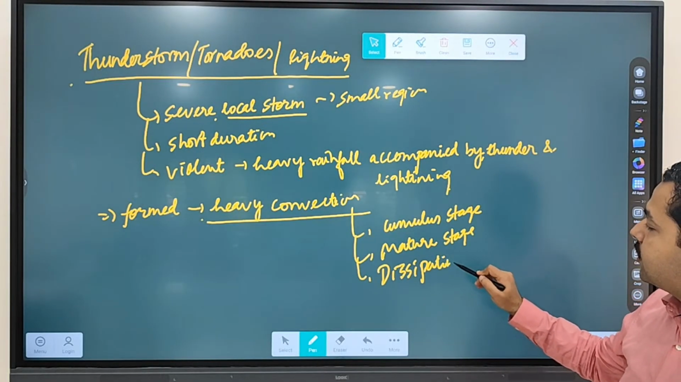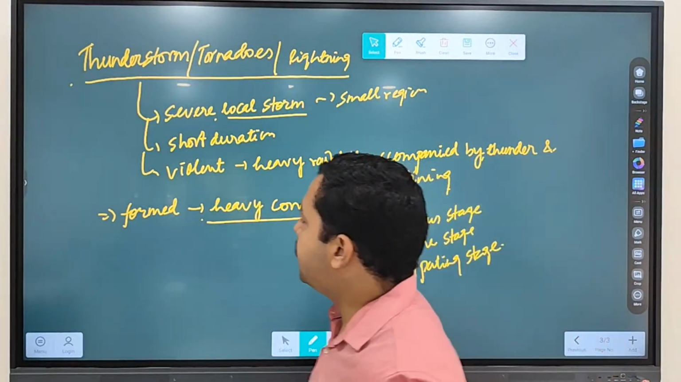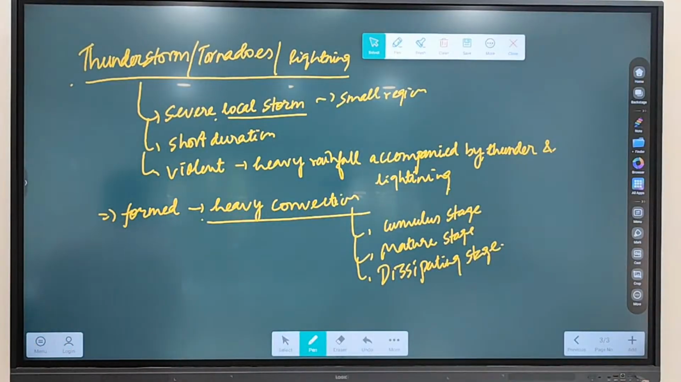Third stage is called the dissipating stage. Fine. So these are okay. These are formed in a region where there is heavy convection going on, and they have three important stages, which are the cumulus stage, mature stage, as well as dissipating stage. Fine. So what is the cumulus stage?